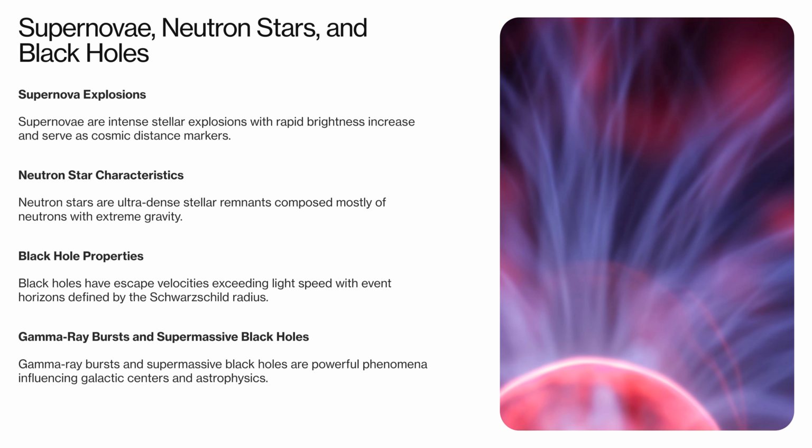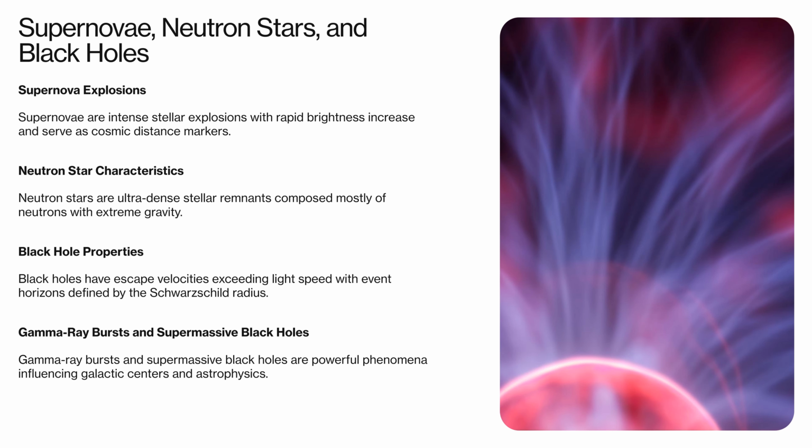Type Ia supernovae have a characteristic light curve and are used as standard candles to measure astronomical distances. Neutron stars are extremely dense remnants composed almost entirely of neutrons, while black holes are objects with escape velocities greater than the speed of light. The Schwarzschild radius, Rs ≈ 2GM/c^2, defines the size of a black hole's event horizon. Gamma-ray bursts and supermassive black holes at galactic centers.